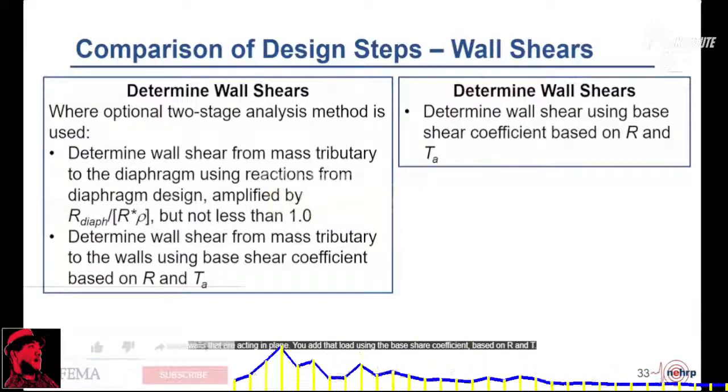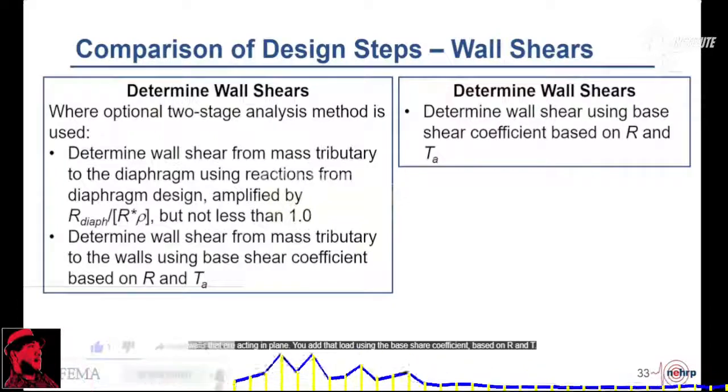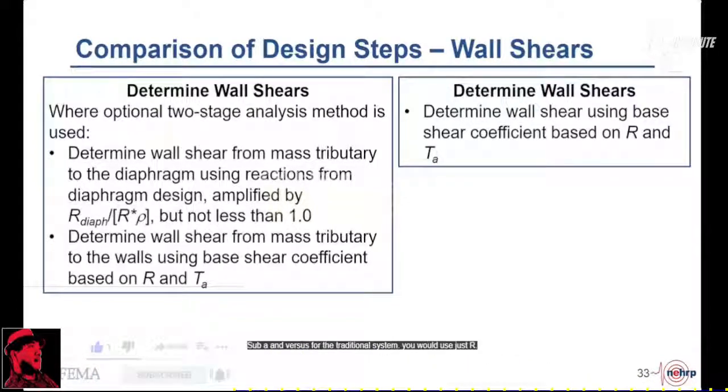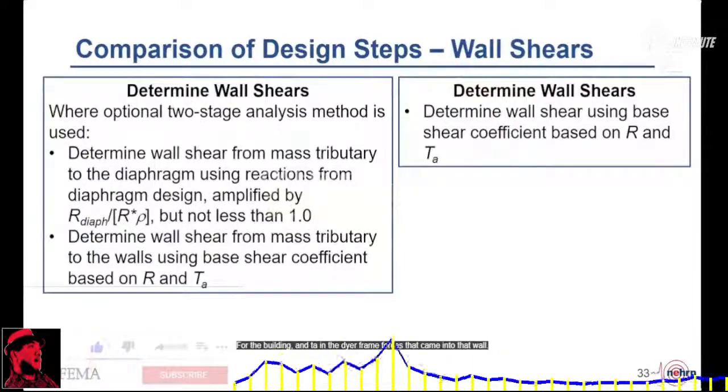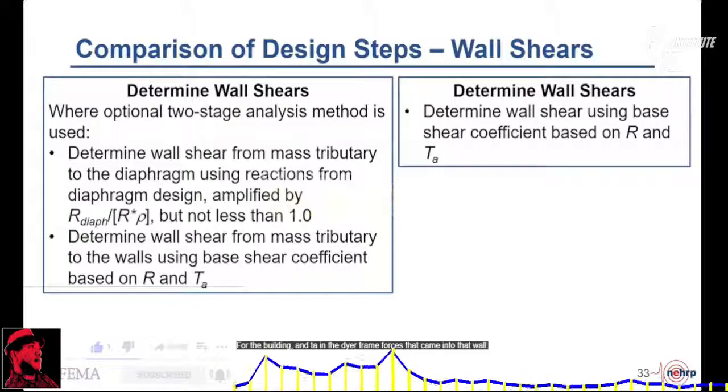but just the mass of the walls that are acting in plane. You add that load using the base shear coefficient based on R and T sub A. And versus for the traditional system, you would use just R for the building and T sub A and the diaphragm forces that came into that wall.